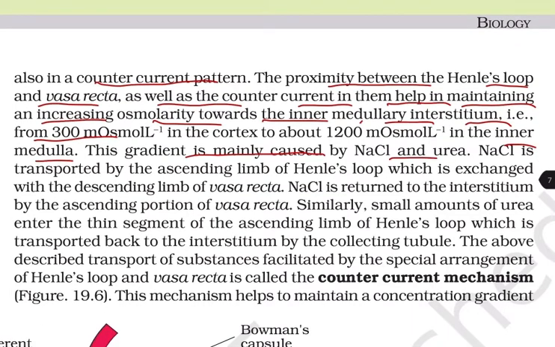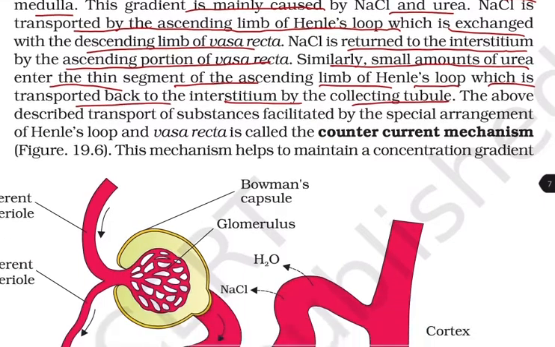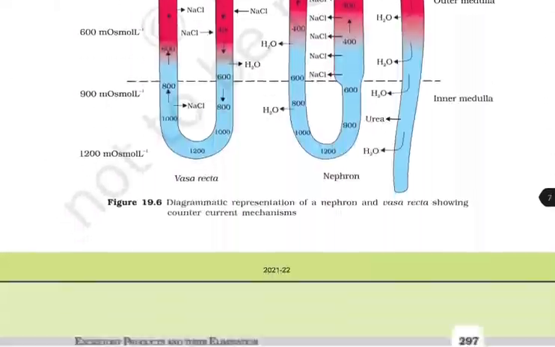This gradient is mainly caused by NaCl and urea. NaCl is transported by the ascending limb of the Henle's loop, which is exchanged with the descending limb of the vasa recta. NaCl is returned to the interstitium by the ascending portion of the vasa recta. Similarly, a small amount of urea enters the thin segment of the ascending limb of Henle's loop, which is transported back to the interstitium by the collecting tubule. The above described transport of substances, facilitated by the special arrangement of Henle's loop and the vasa recta, is called the counter current mechanism, and this mechanism helps to maintain a concentration gradient.